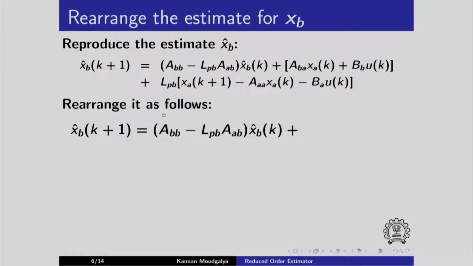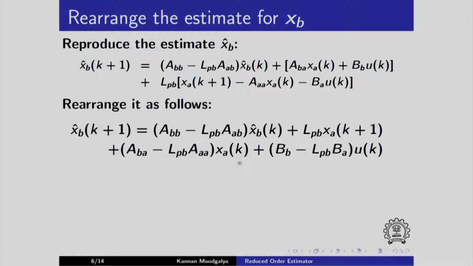Let us rearrange it as follows. The first two terms I retain as they are. Then I write down the term involving k plus 1. So here it is. Next I write XA of k terms as given here. You can see that it comes from here ABA and then LPB AAA as given here with a minus sign. Then I group UK terms.